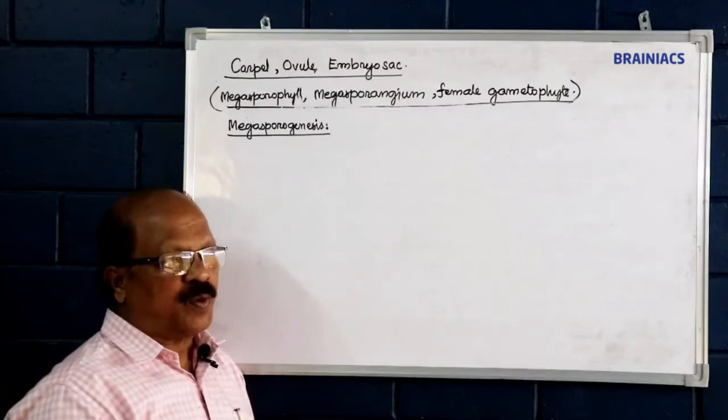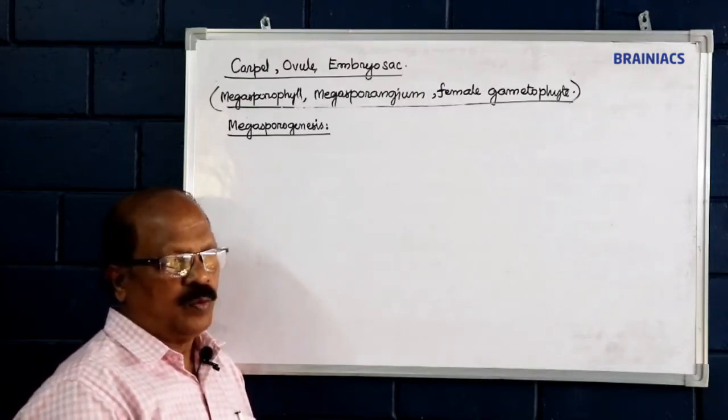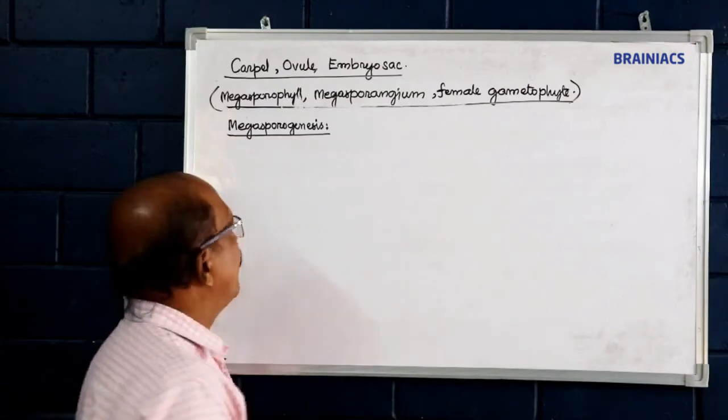Megasporangium producing megaspore. Ovule producing the embryo sac. How, and how does the development happen in them?